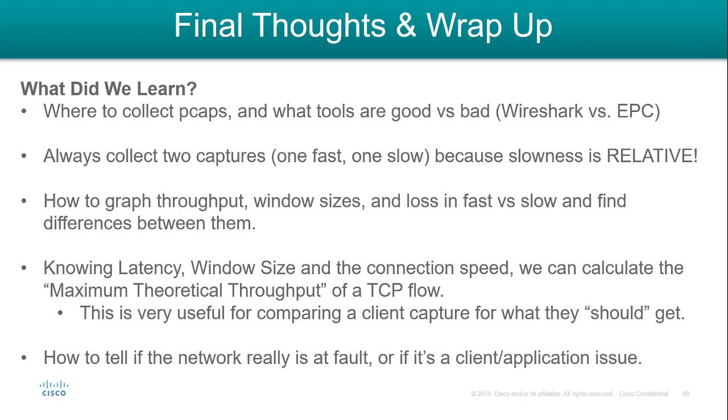To start, in one of our first sections, we talked about where we can collect packet captures and what tools are going to be good tools to use and which ones are bad. Remember, things like Wireshark and physical spans are ideal. EPC is a very poor choice when it comes to troubleshooting TCP slowness. Do not use embedded packet captures to troubleshoot TCP throughput issues.